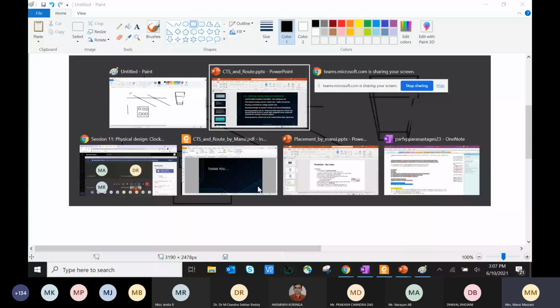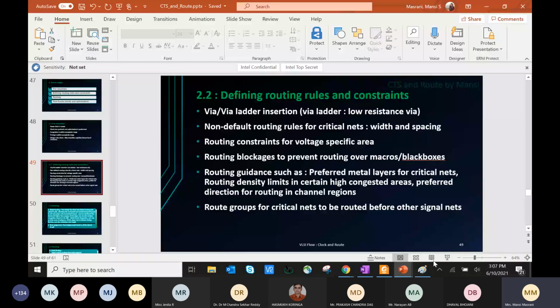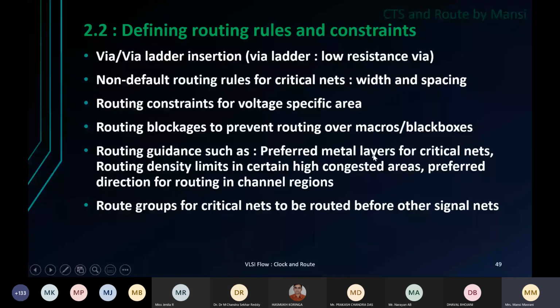Via ladders are used mostly for the signals which are very high in current density, like DFT signals, clock signals, and reset and set signals for the whole design. That is where we will use via ladder.